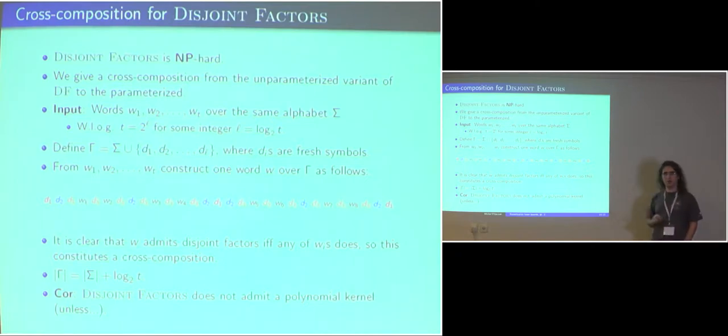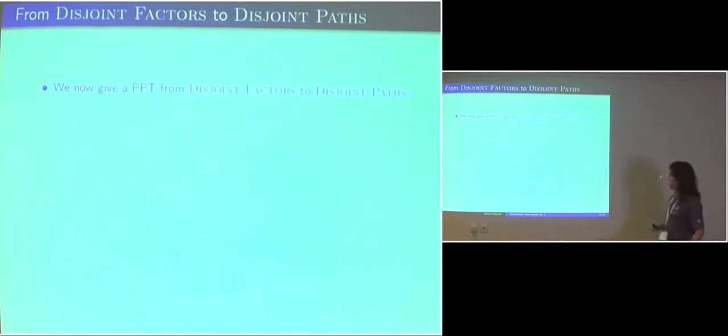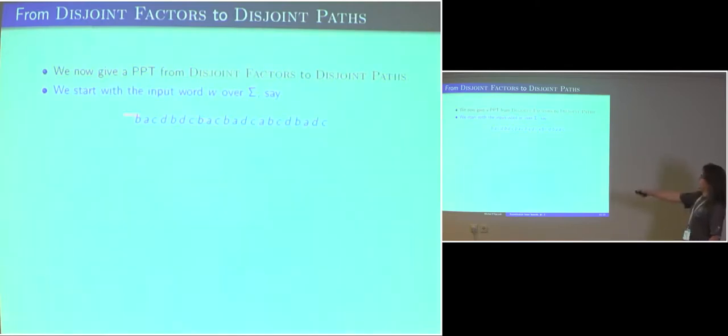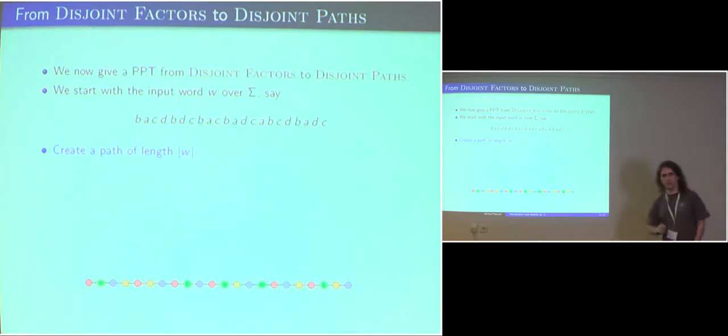We have shown hardness of kernelization for the pivot problem. So now we need to do the second half, which is a reduction from disjoint factors to disjoint paths. Okay, so let's start with some instance of disjoint factors. This is a word over some alphabet sigma. Sigma is the parameter. So I now create the following graph. I create a large path with one vertex for each of those letters. I have colored them so that you can see that different vertices correspond to different letters. They are actually not colored in the graph, but it will be convenient to see it in the picture.